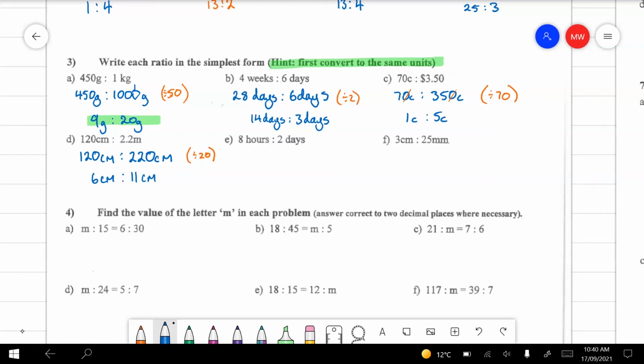8 hours to 2 days. We better convert the days, I think. So we've got 8 hours still. 8 hours, and there's 24 hours in a day, so that's being compared to 48 hours. I reckon 8 will go into both of those. So we'll divide by 8 both sides, and we'll end up with a ratio of 1 hour to 6 hours.